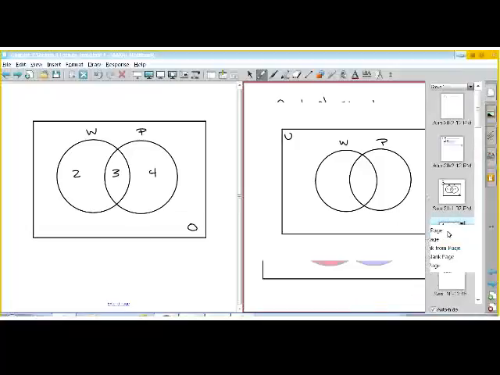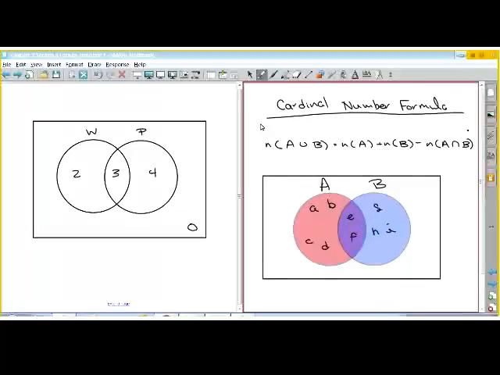So I'm going to erase that because I don't need that right now. Now, there's a formula that works when you have 2 sets that are overlapping. And it relates the number, remember, n of something means the cardinality. That's why it's called the cardinal number formula. Those are the number of elements in the set. And it relates the number of elements in the union of 2 sets to the number of elements in each set separately, and then you subtract out the number of elements that are in that intersection in the football-shaped area.